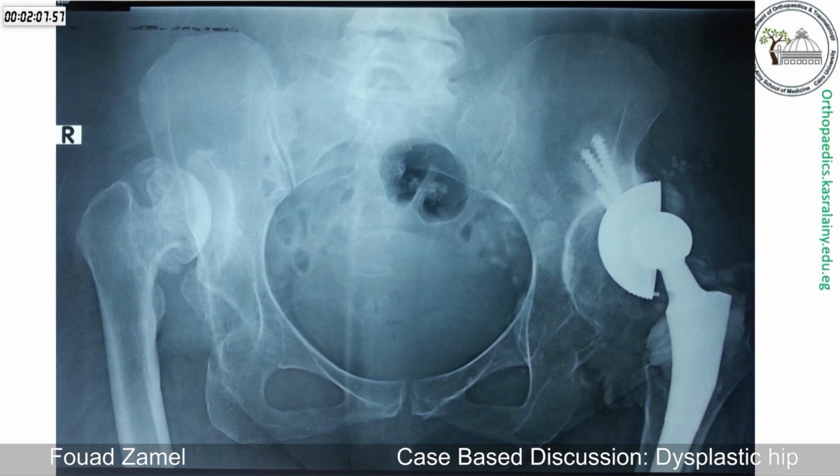Anyway, so what is the problem? What are the problems we will face in this case? Soft tissue, yes, you're going to have a soft tissue. So do you think that on the right hand side you might need to do something for the soft tissue? Releases, yes. Shortening osteotomy? 2 minutes, okay. You want to do 2 minutes? Okay.